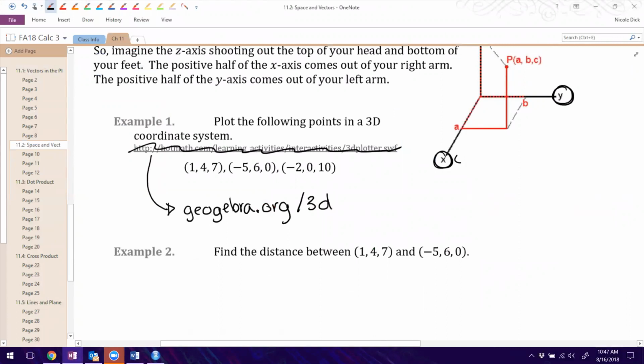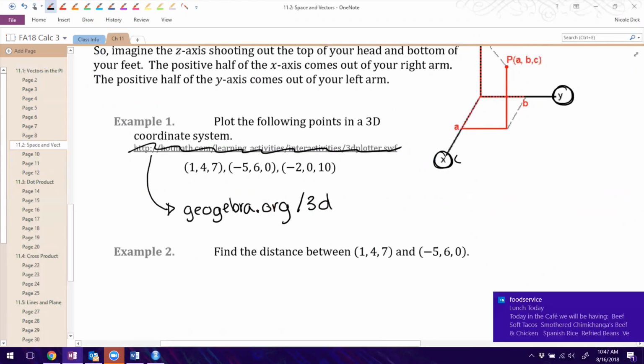We'll go ahead and plot this, just to get a visual of what we're doing when we graph these. But again, if you know how to graph 2D points, you're going to start off the same way. Your first 2 numbers in these ordered triples are just your x and your y, and then your 3rd one tells you your z, which goes up and down. Okay, so let's go ahead and plot these.